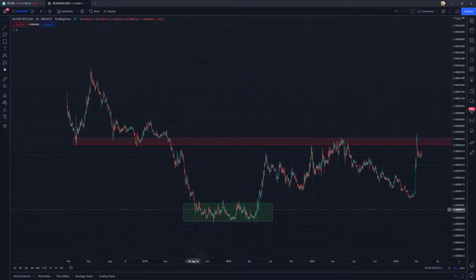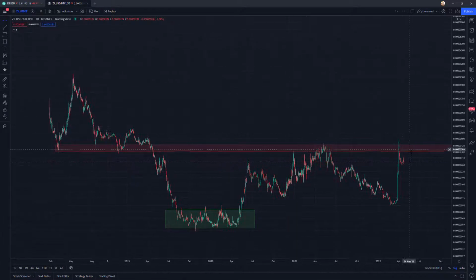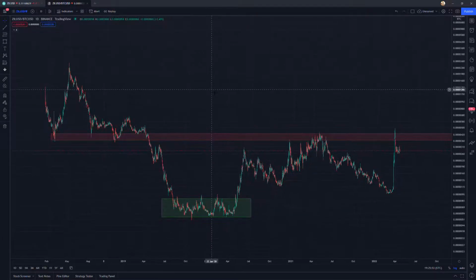After the accumulation phase, we popped back out of it, and then we haven't gone above this level ever since. But if we do reclaim it, get back above here and hold it as support, that could be very telling that maybe we're going to go back up to this high over here at 0.000025, and that would be significant, especially if we were to get there on a move followed by a Bitcoin move, right?